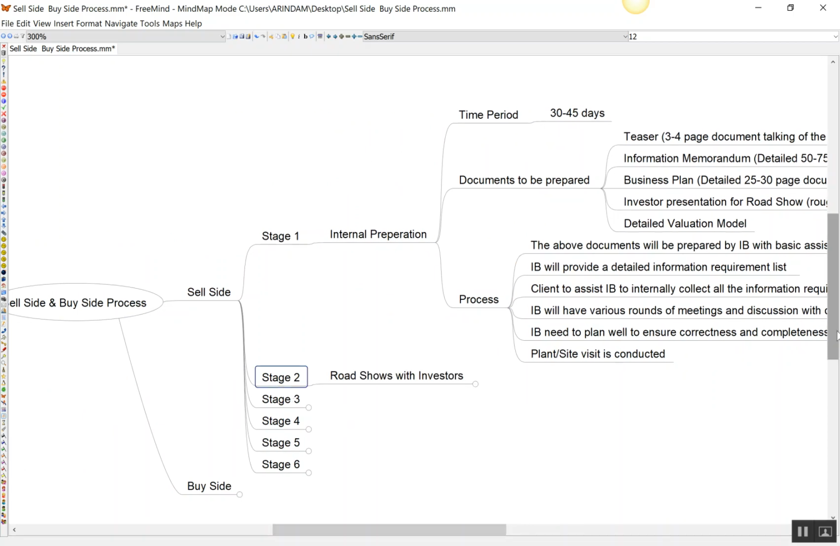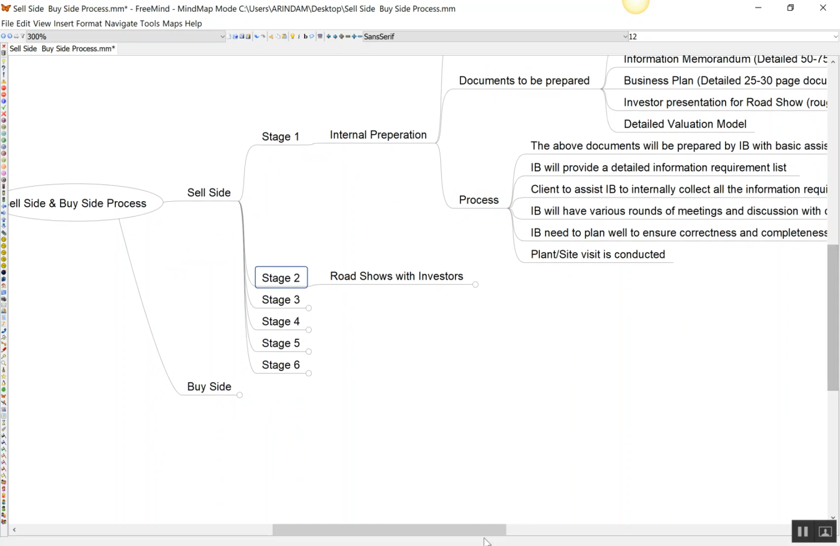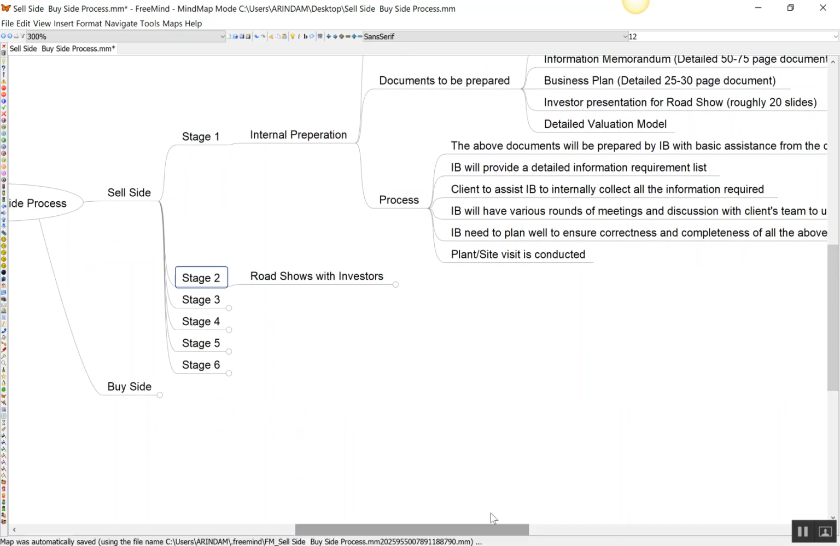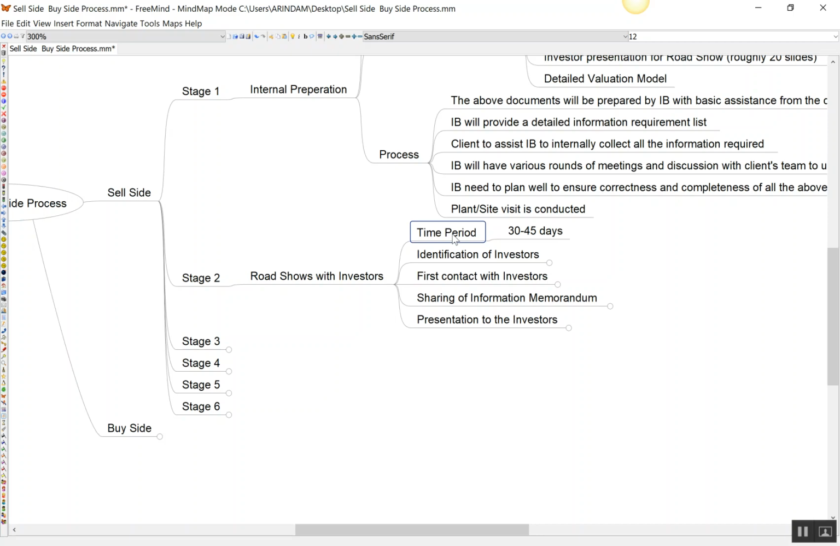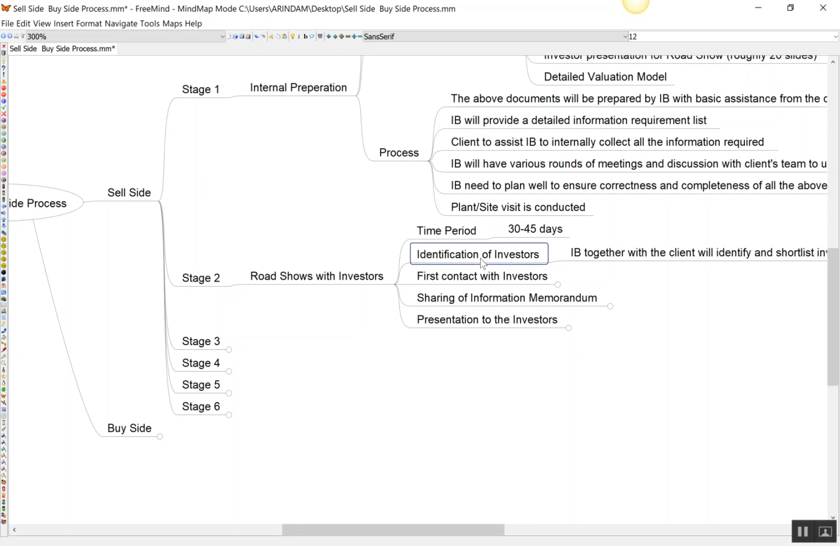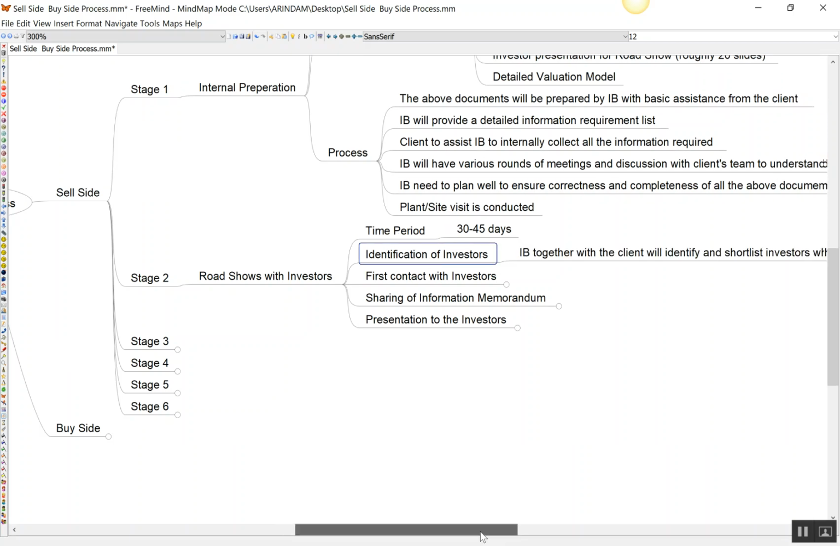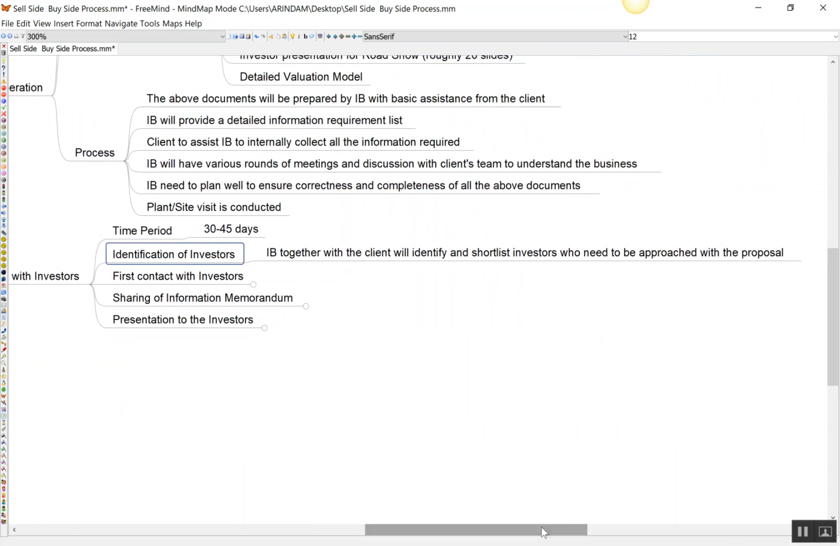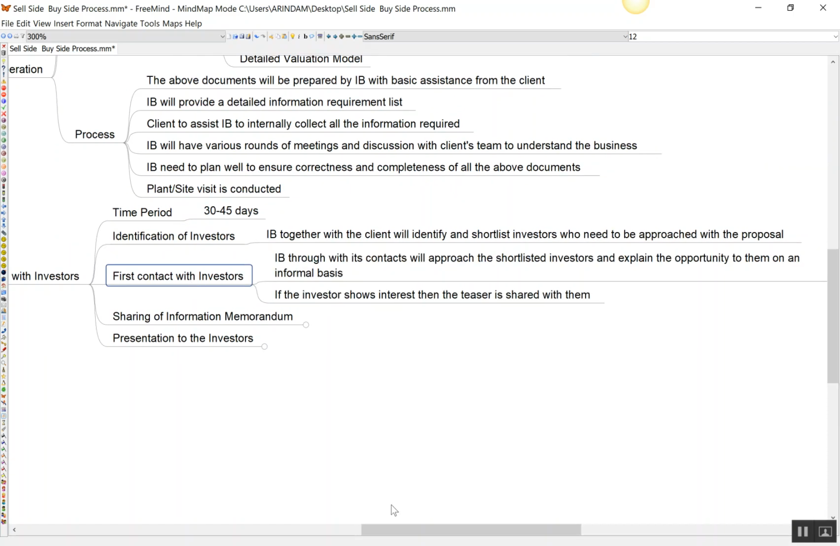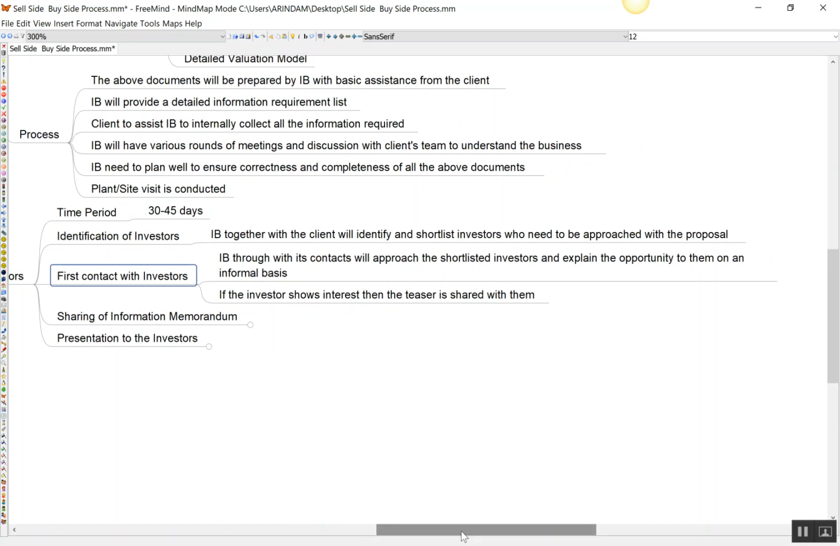Now in stage 2, we get to see that roadshows happen with investors. This happens for another 30 to 45 days. Identification of investors is a critical aspect that is looked into in this context. The IB together with the client will identify and shortlist investors who need to be approached with the proposal. The first contact with investors happens during this stage.